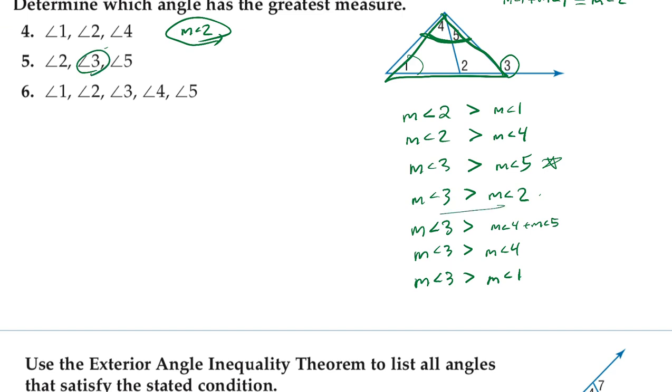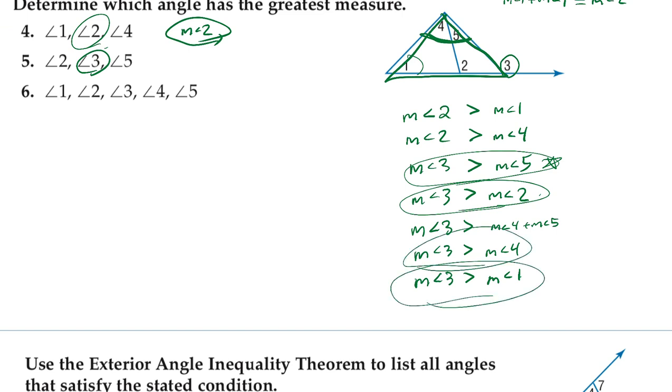3 is bigger than 2 and it's bigger than 5. So 3 was the biggest in that one. And then the last one, 3 was bigger than 2, 5, 3 is bigger than 1, 3 is bigger than 4, 3 is bigger than all of them. So 3 was the biggest.